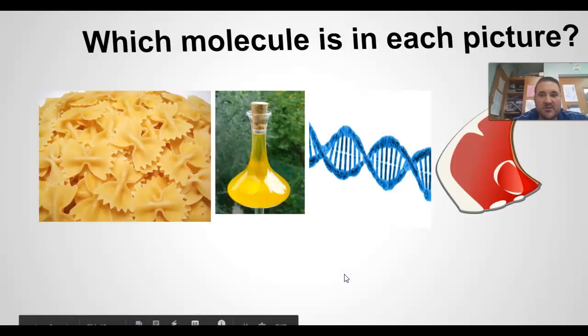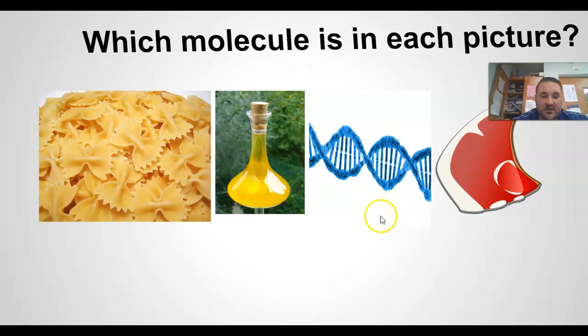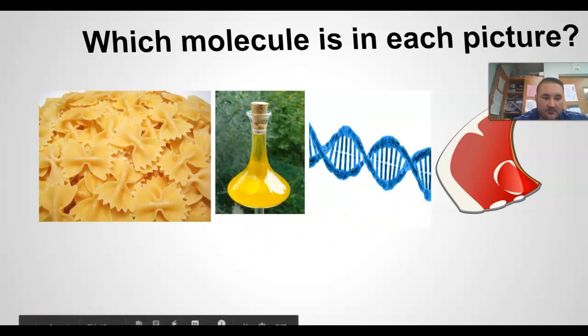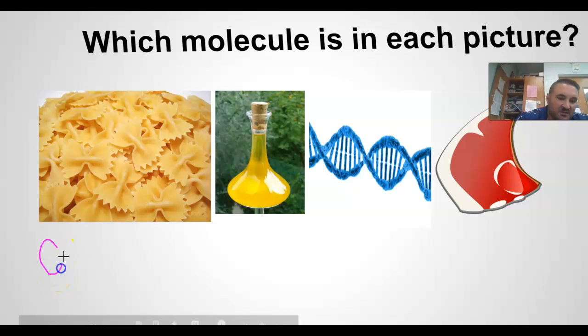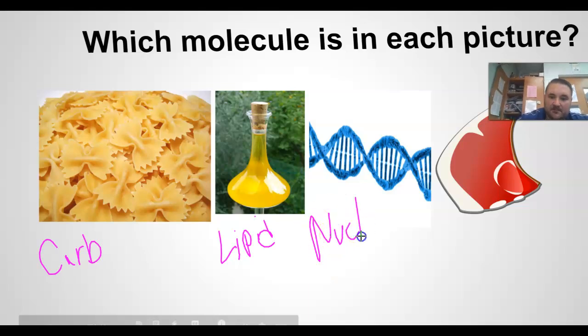Which molecule is in each picture? You've got pasta, you've got oil, you've got this strand, and then you've got a steak. Obviously, the pasta is a carb. The oil is a lipid. This is a nucleic acid. And then the steak must be protein.